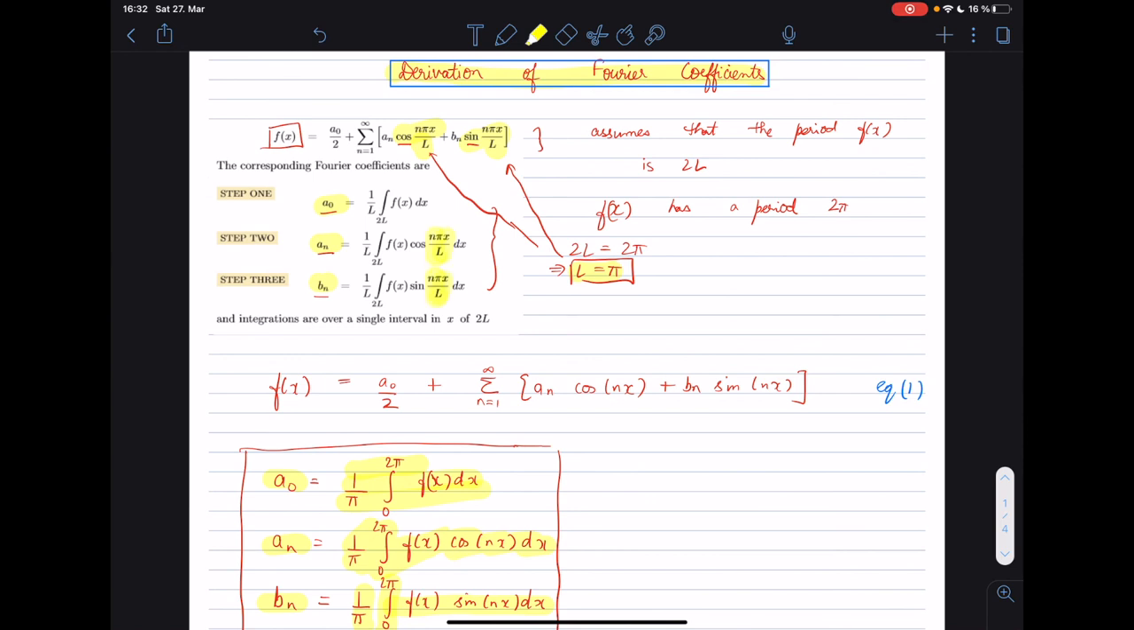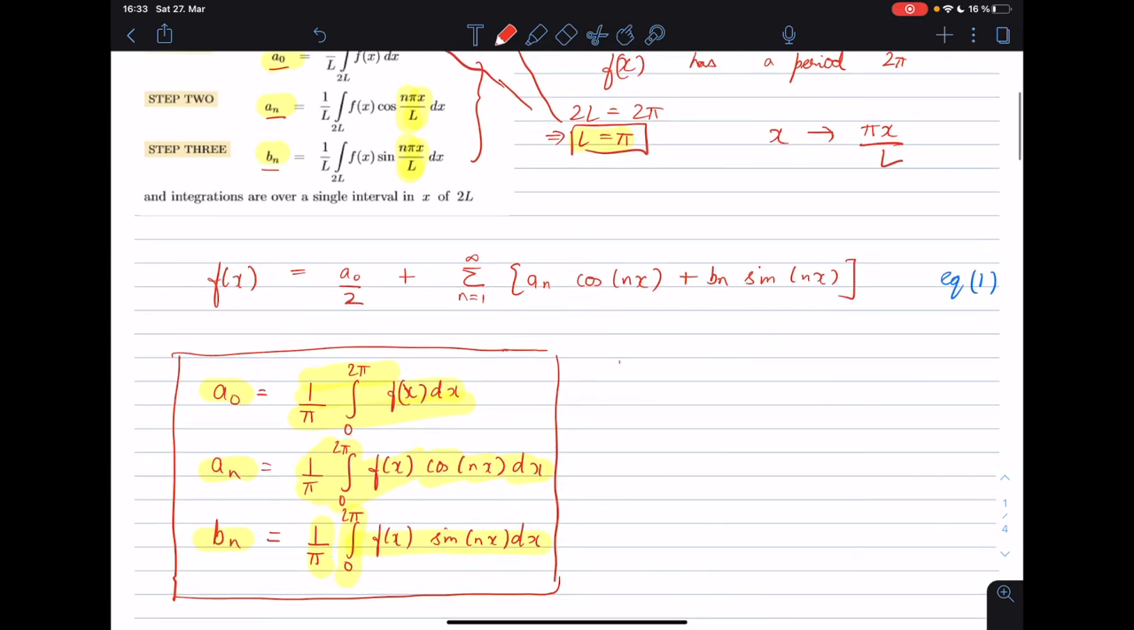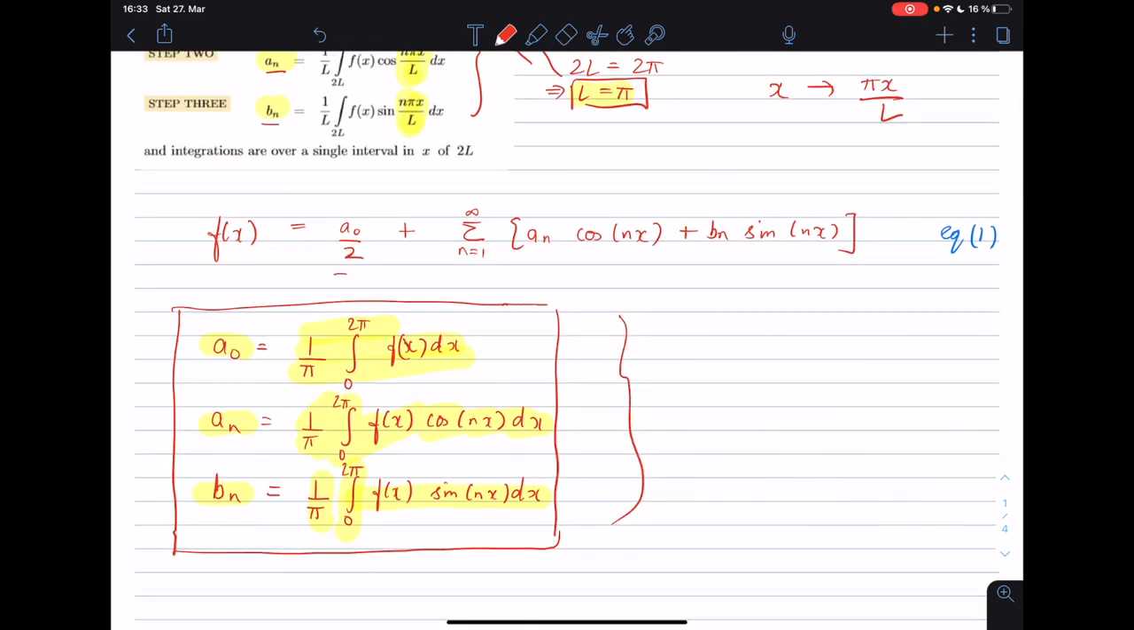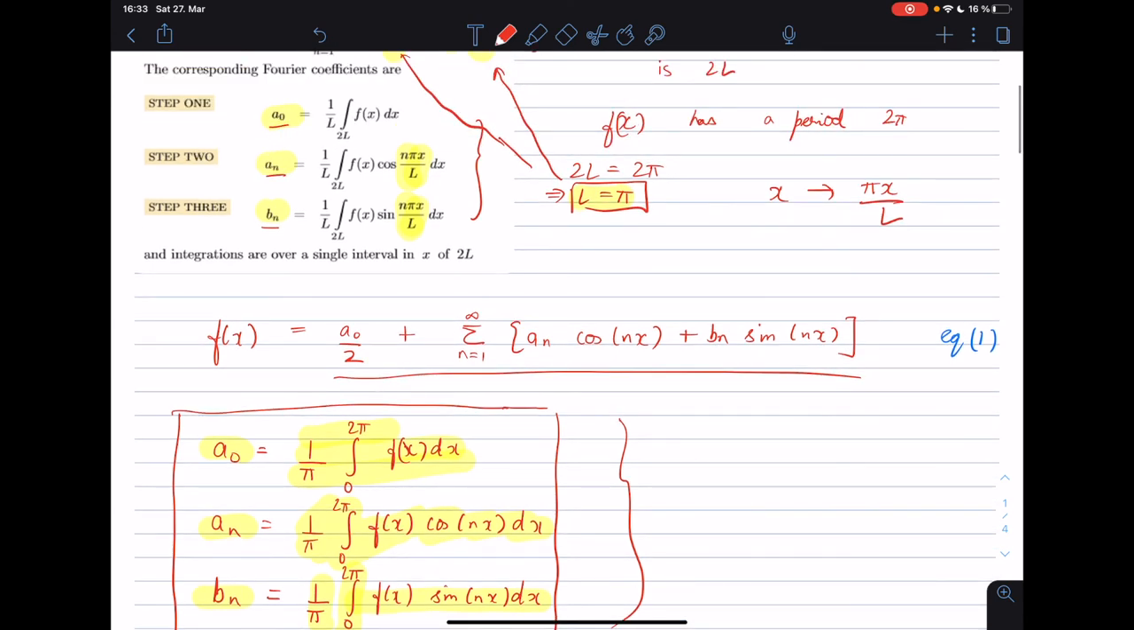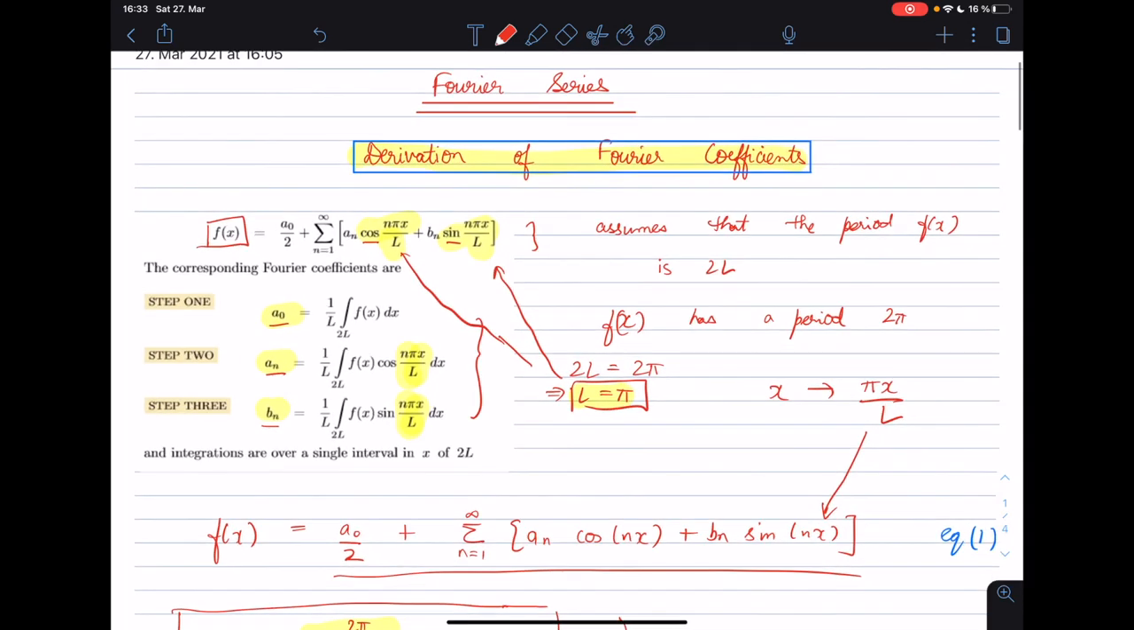So this is rather trivial. What you're doing is you are just scaling your variables. So basically, you're replacing x by pi x over l, where l is half of the period. Yeah, so this is something very simple. In whatever I have derived over here and whatever I have written over here, you just replace x by pi x over l, and you will get the same formula. It is a very trivial scaling of the variable based on the period, and that is it.